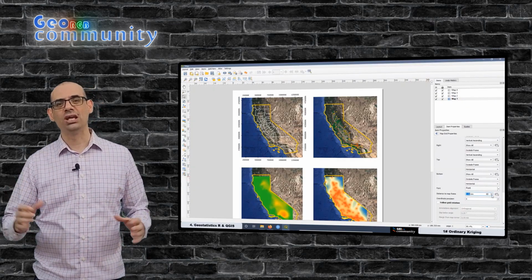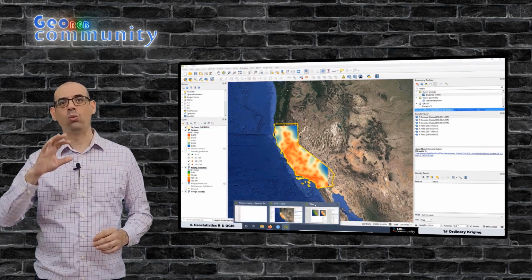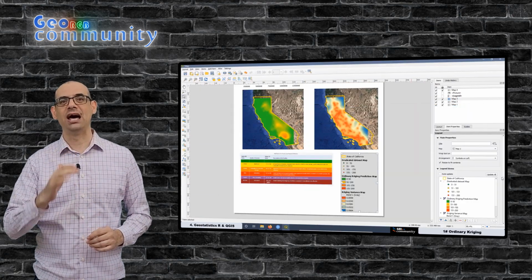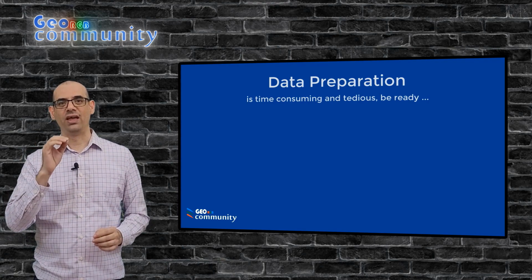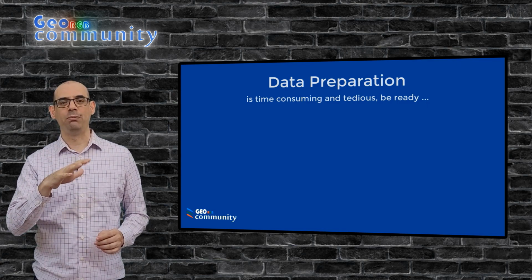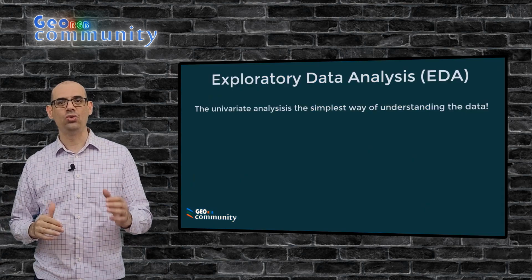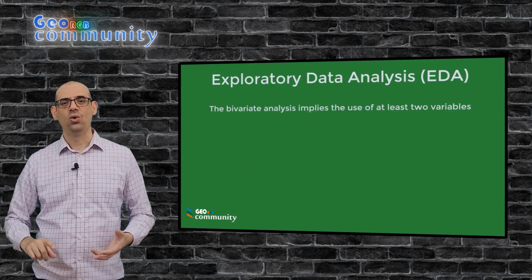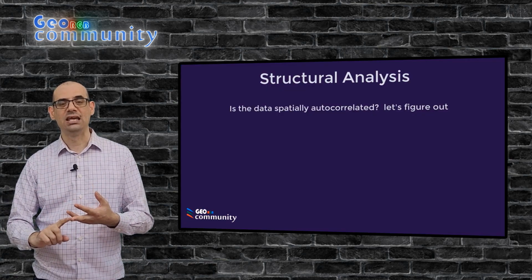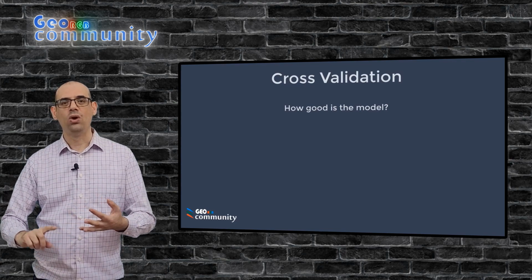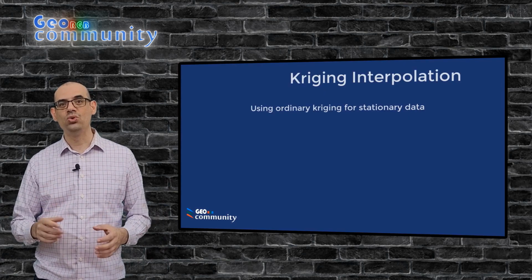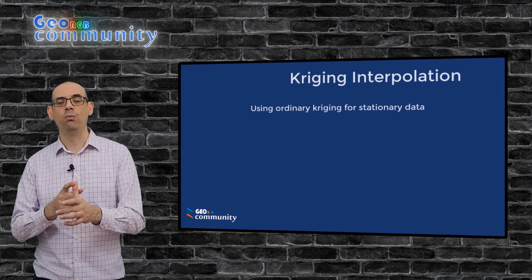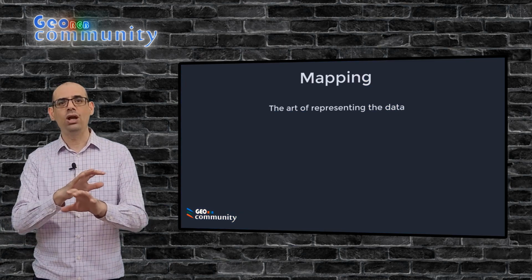In this fourth course, I would like to put things in a real context. It means that we are going to use real data for all the lessons, and we are going to do the whole process. We are going to start with the collection of the data, then preparing the data to be analyzed. Then we are going to do the univariate analysis, the bivariate analysis, the structural analysis, and then the cross-validation. We are going to analyze the isotropy or anisotropy of the data. Also, we are going to do the interpolation, which is going to be the new part, and also the map edition. Then we are going to do a full geostatistical study with real data.